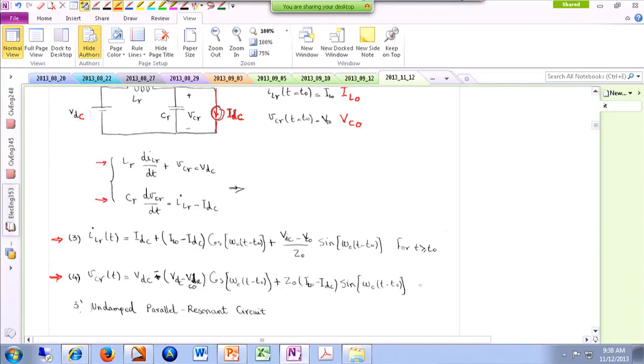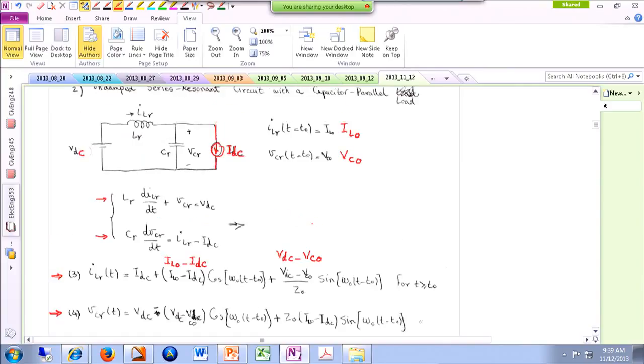Again, the notes: IDC plus, this is IL0 minus IDC, cosine of omega naught times (t minus t naught). t naught is the time this circuit is formed. It's not always zero. And then we have (VDC minus VC0) over Z0 times sine of omega naught times (t minus t naught). If you look, the average value of the inductor current is IDC, and that makes sense. On average, the cap is like an open circuit. So on average, this current has to flow through the inductor. So at least that part makes sense.